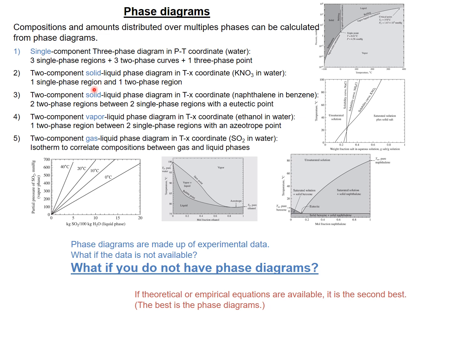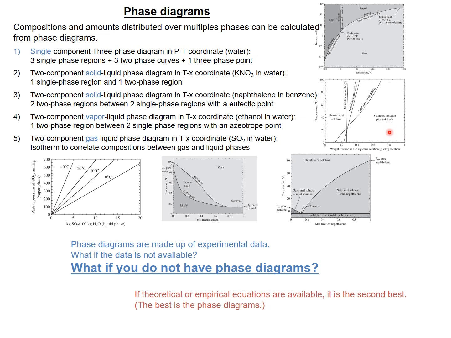The second one was the 2-component solid-liquid phase diagram in temperature-composition coordinates for the potassium nitrate in water case. So here, we have 1 single phase region, unsaturated solution, and 1 two-phase region, saturated solution plus solid salt, which you have found in this phase diagram.